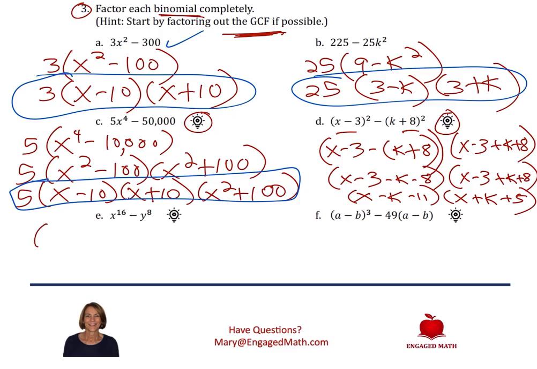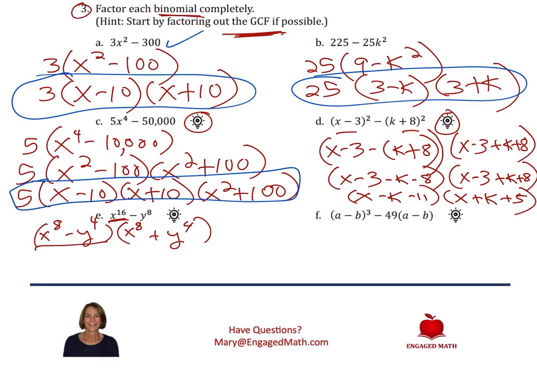Okay, another light bulb. What's really tempting to do with this one is to say it's x to the 4th minus y to some power. But it's not. The square root of x to the 16th is not x to the 4th, it's x to the 8th. So we have x to the 8th minus y to the 4th. And the reason is because x to the 8th times x to the 8th is x to the 16th. So we have x to the 8th minus y to the 4th and x to the 8th plus y to the 4th. Again, this is a very tricky light bulb.